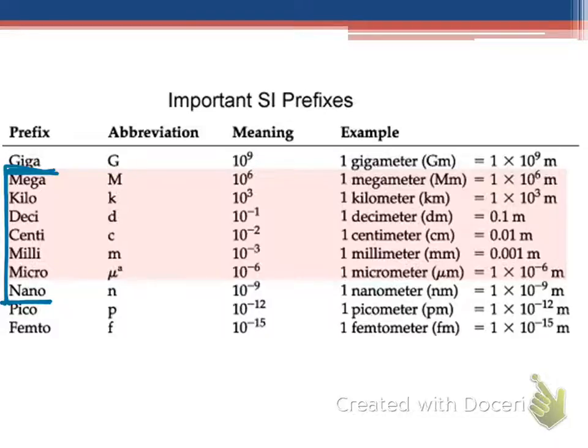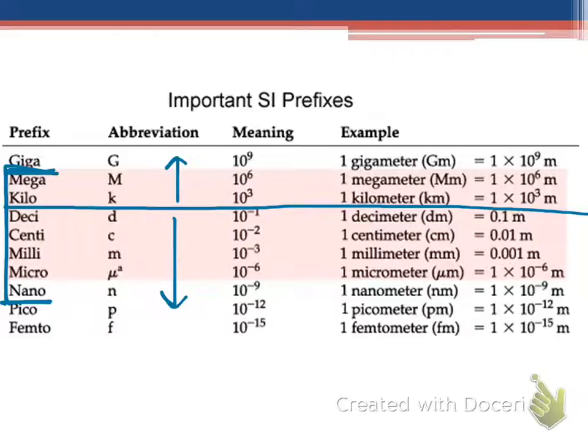The base, which means the regular plain old meter or gram or whatever, fits right here in your table. So anything above this is larger than the base unit. A kilometer is larger than a meter. Anything below this is smaller than the base unit, so a decimeter is smaller than a meter. Does that make sense? Above is larger than the base, below is smaller than the base.